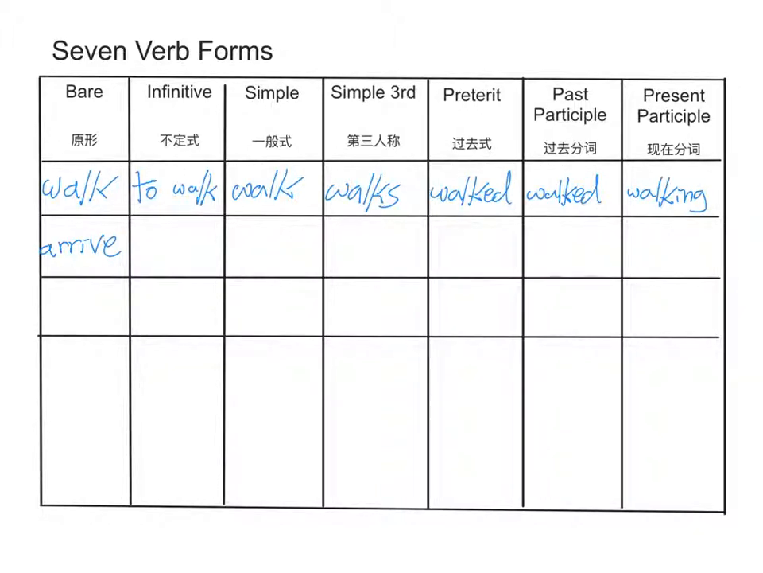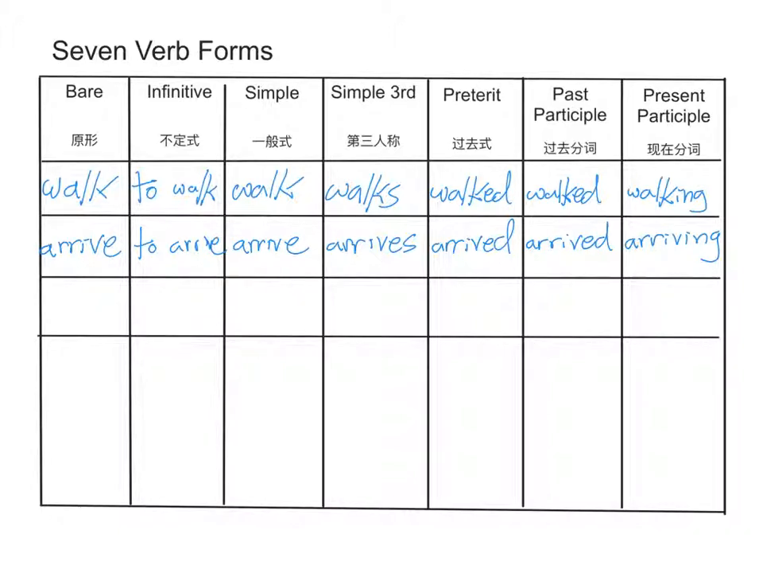All right, so if the bare form is arrive, the infinitive form would be to arrive. I gotta squeeze it in here. The simple form would be arrive. The simple third person would be arrives. The preterite would be arrived. That's 2 R's there. The past participle would be arrived. And the present participle would be arriving. Now I think the pattern is beginning to become pretty clear.